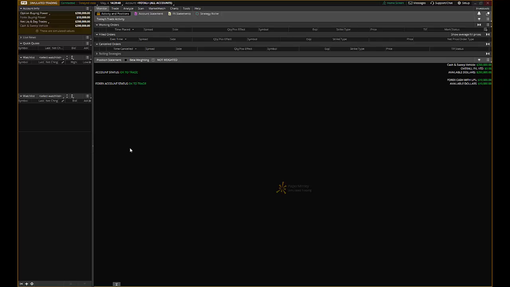Hey everyone, today I want to talk about the Analyze tab within ThinkorSwim. Now it's not something that I use all the time, but if you're a new trader, it's very important to familiarize yourself with the Analyze tab because it's going to give you a better understanding of how you profit and lose with options.